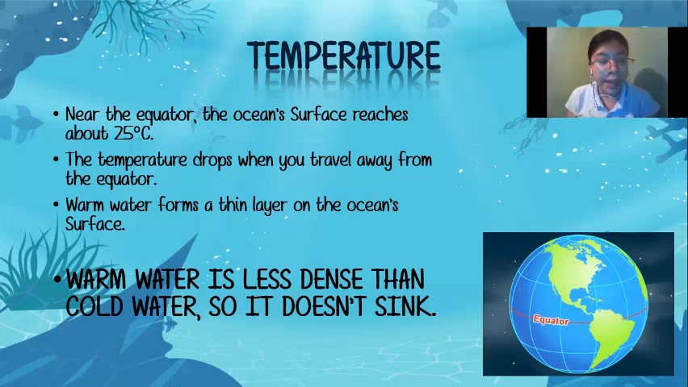Here we have: warm water is less dense than cold water, so it doesn't sink. So the warm water, as in the previous statement, is at the surface of the ocean, and then the cold water is down. Why? Because the warm water is less dense, so it doesn't sink. It stays at the top of the surface. Then the cold water goes down because it is more dense than the warm water. It sinks. Yes?